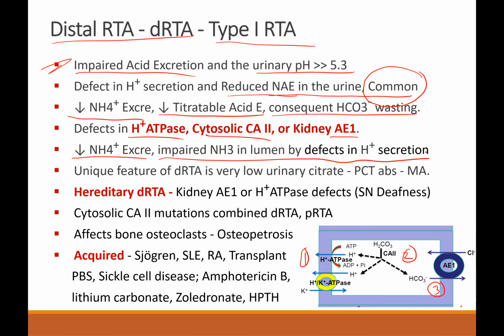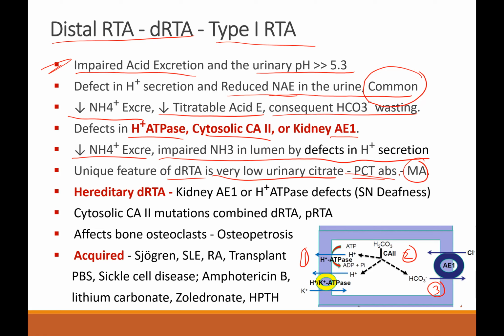Unique feature of DRTA is very low urine citrate. Why does this happen? The proximal convoluted tubule absorbs all the citrate because there is an intense metabolic acidosis. This triggers citrate absorption in the proximal tubule, and very little urine citrate is available in the distal tubule.